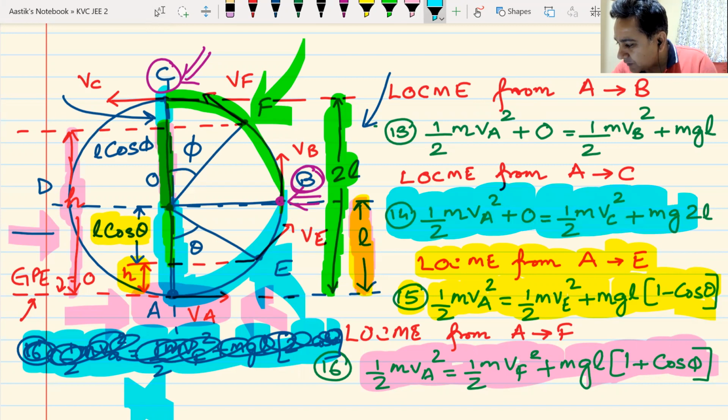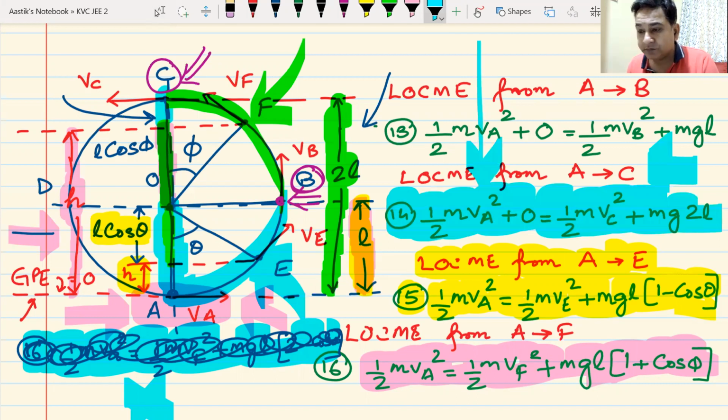When I apply Lockme from A to C, I already know the velocity at point C. Now, velocity at point C, I know this is root over GL. From this equation number 14, I can very easily, in a split second, tell you what will be the velocity at point A. And that is how you get the velocity at the lowest point must be root over 5GL. And that is how I arrive at this term, root over 5GL. So it has not come from air. God has not told us that. We have derived it using simple physics.